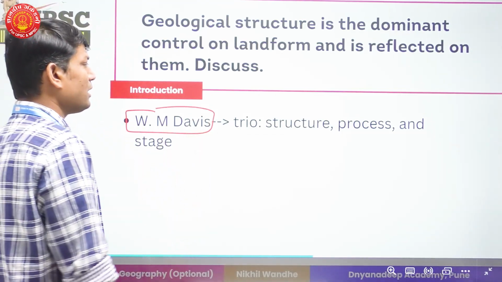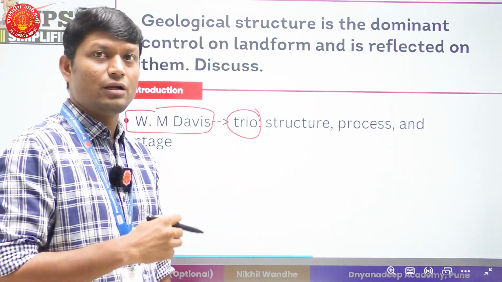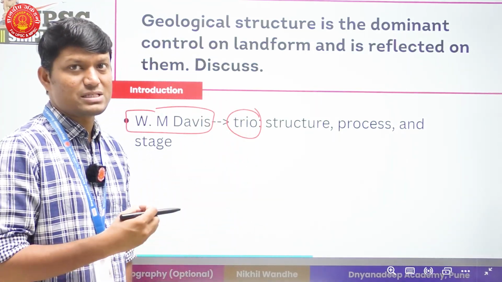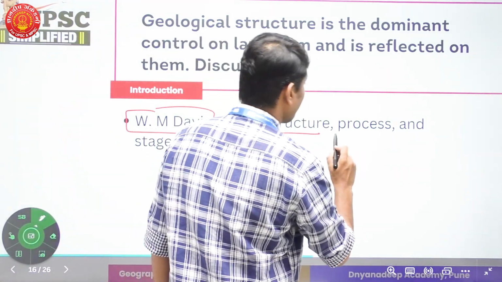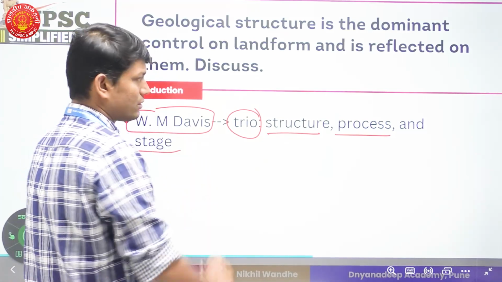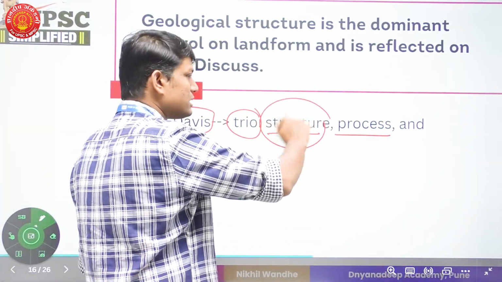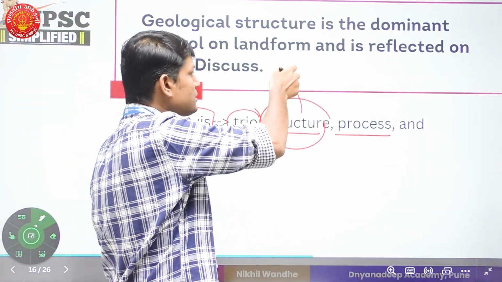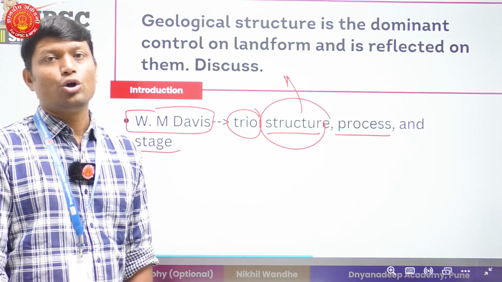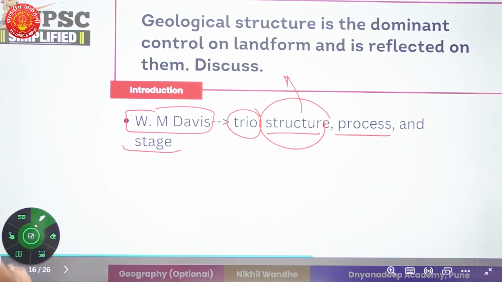In the introduction, see what Davis tells us. Davis tells us that whatever landform formation takes place, there is a trio of Davis which is acting. And what is that trio? Structure, process and stage. Amongst these trio, all three factors are important, and structure in this particular case is playing a dominant role. That is something I am going to introduce with.